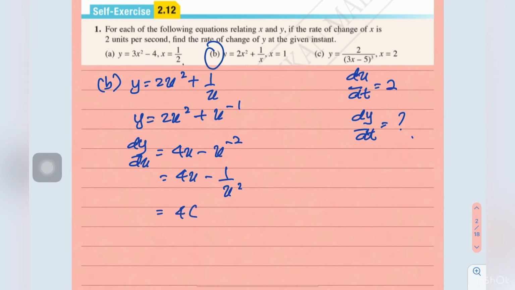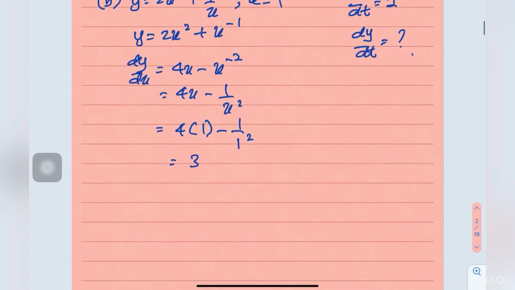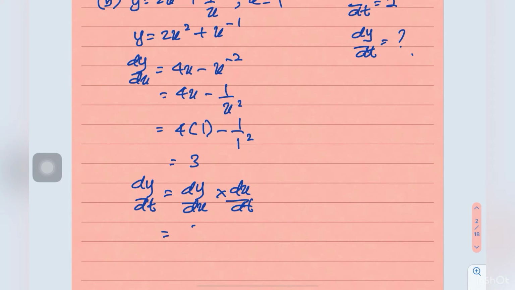Okay, so then substitute x equals 1. So 4 minus 1 over 1 squared is 3. Okay, so by the chain rule, dy/dt equals dy/dx times dx/dt, which is 3 times 2. Okay, coincidentally the answer is the same as question A. Okay, so 6.